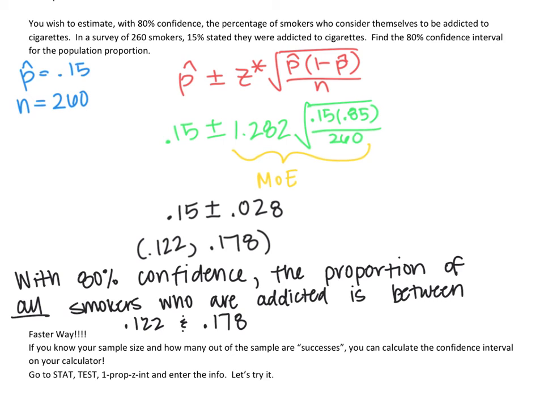So the confidence level you look at determines the width of your interval. The more confident you want to be, the wider your interval will be.